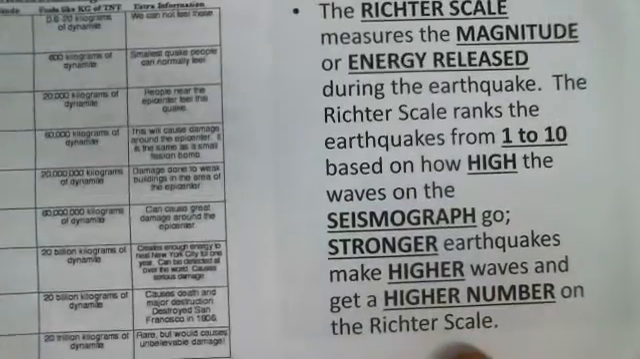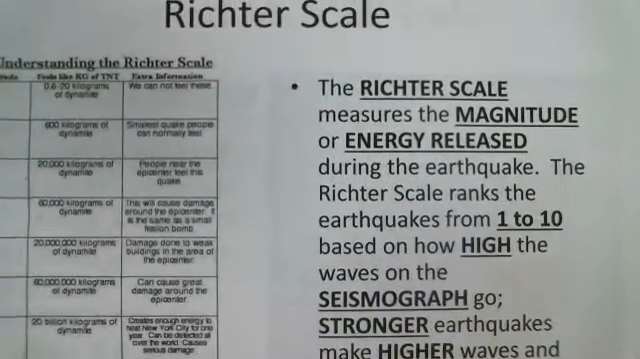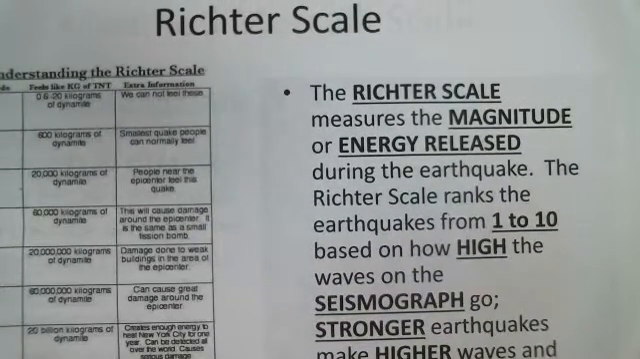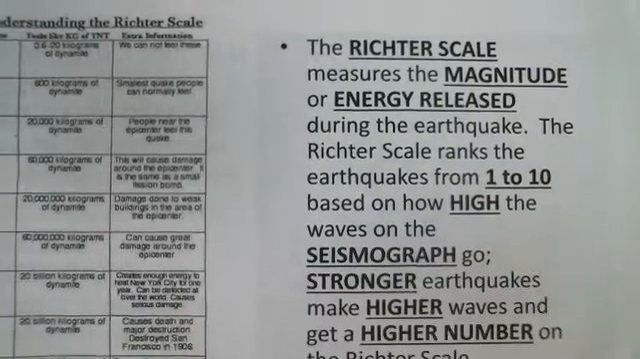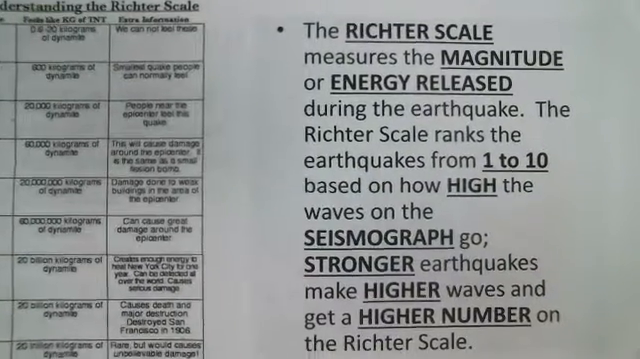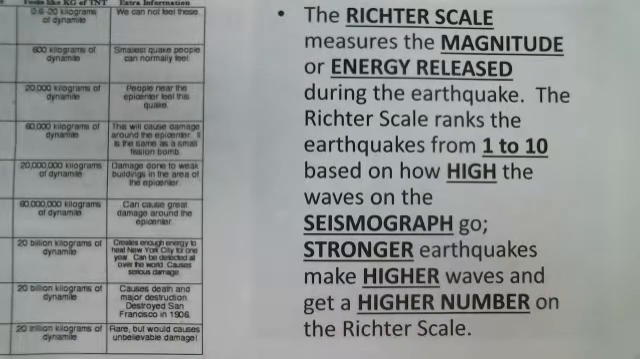And lastly, the Richter scale. The Richter scale measures the magnitude of energy released during an earthquake. The Richter scale ranks the earthquake from 1 to 10 based on how high the waves on the seismograph move. The stronger earthquakes make higher waves and get a higher number on the Richter scale.